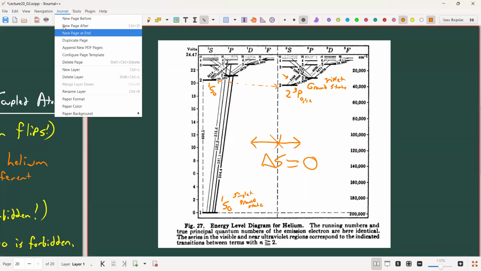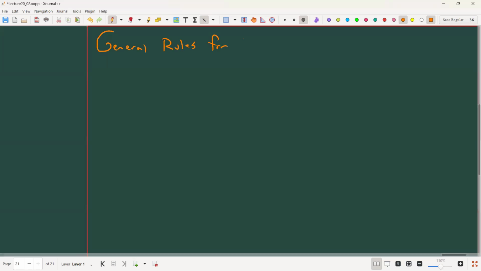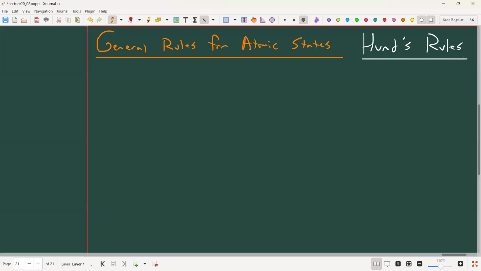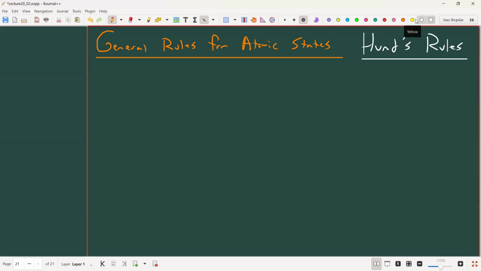Okay. Just for the last couple of minutes, I just want to summarize a few rules. All right, so these are general rules for atoms, for atomic states. We have a special name for these called Hund's rules. And they specify something about the energetics of different atomic states. What are more stable? Which ones are more stable than others?